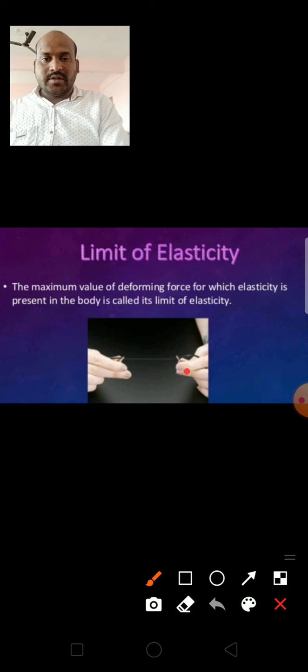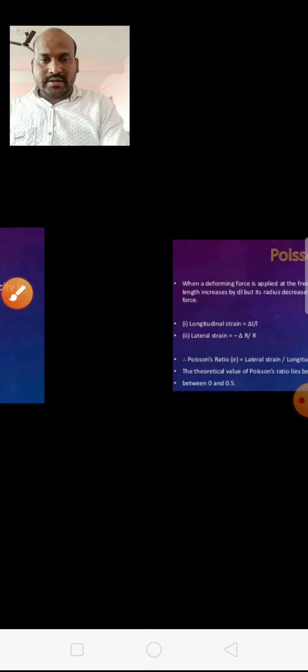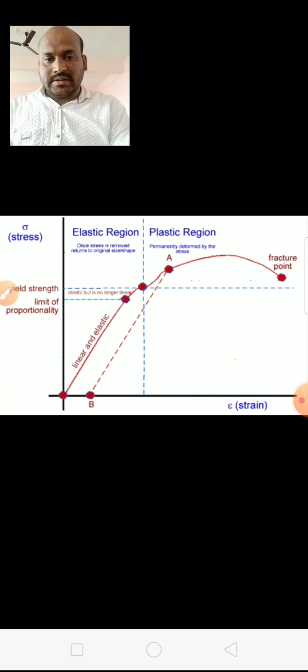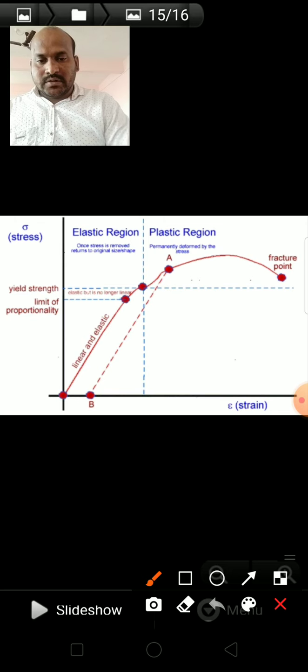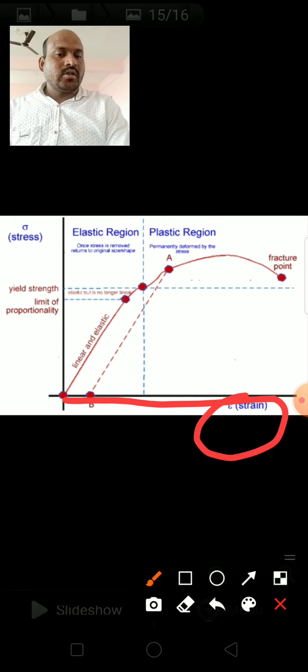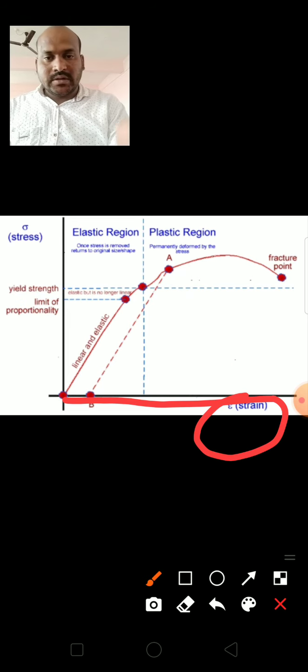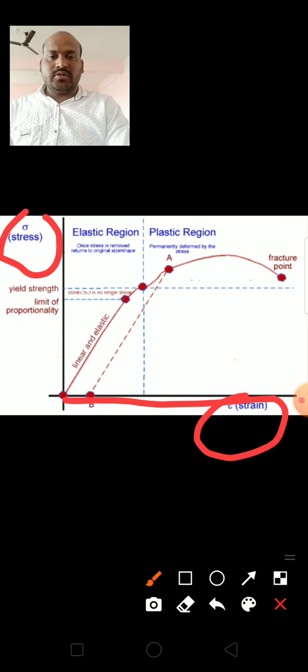Next, another one is the stress strain curve. All of you have studied it very well. I will show you that also. You can see here that it is a stress strain curve. On the x-axis you have to use the strain component, and on the y-axis you have to use the stress.